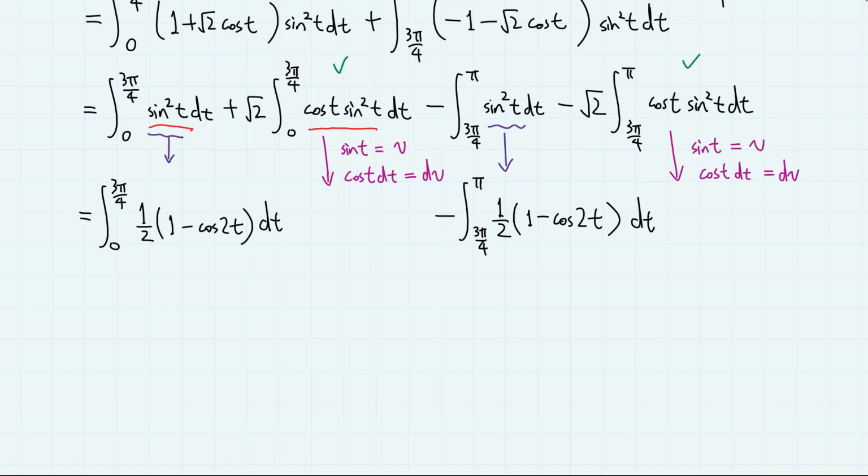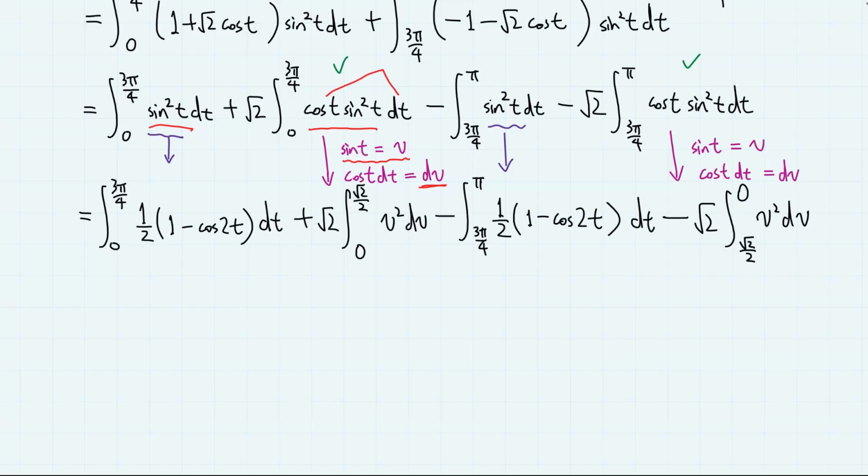As for the first and third integrals, we apply the trigonometric half-angle formula and write 1/2 times 1 minus cosine 2t. And as for the second and fourth ones, we use the same substitution sine t equals v, which gives cosine t dt equals dv. So we have square root of 2 integral, now the interval becomes from 0 to square root of 2 over 2, then v squared dv, and we have minus square root of 2 integral, now from square root of 2 over 2 to 0, v squared dv. Therefore, we have antiderivatives 1/2 t minus 1/2 sine 2t, 0, 3 pi over 4.